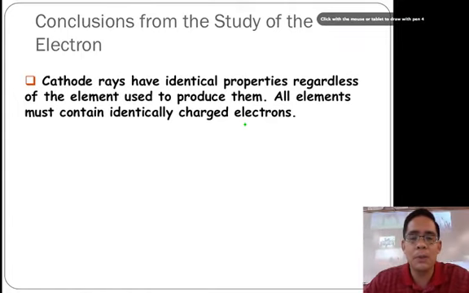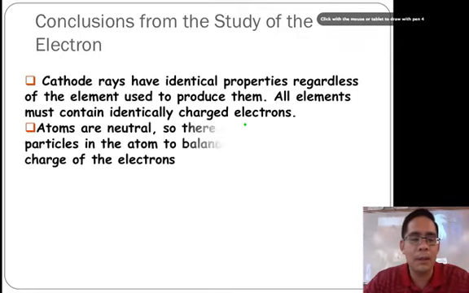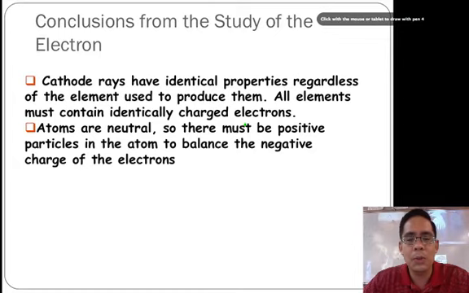And so conclusions from the study of the electron: cathode rays have identical properties regardless of the element used to produce them. So interestingly enough, all these rays that came out produced the same kind of particle. Now we know it's electrons, and so all these particles that we saw were actually just electrons, and they were all the same.